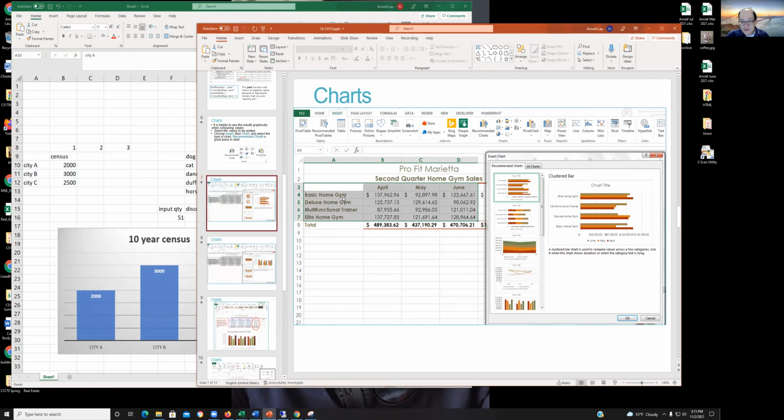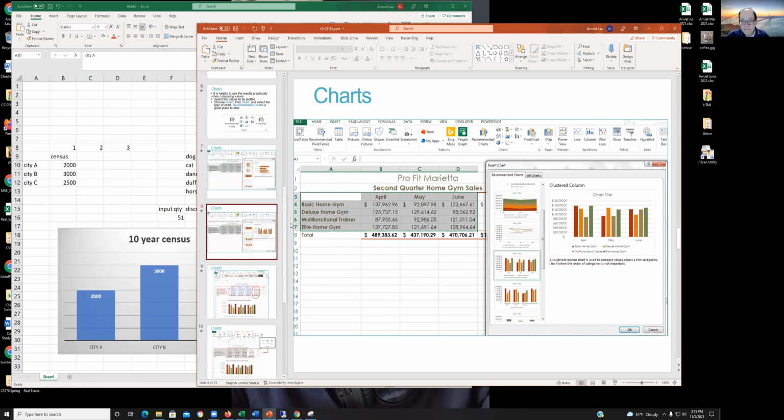But this is another way to do it where you have the 3 different periods and then you get all of the different categories, in this case basic home gym, deluxe home gym, multifunctional trainer, elite home gym, right? Of course, when you do the recommended charts, it'll recommend the clustered bar chart, okay? So this is more of the same where it just highlights it.